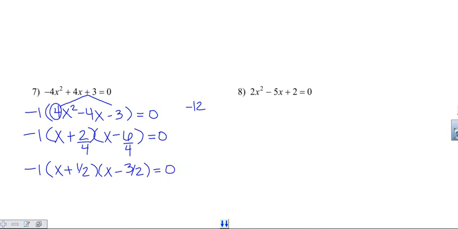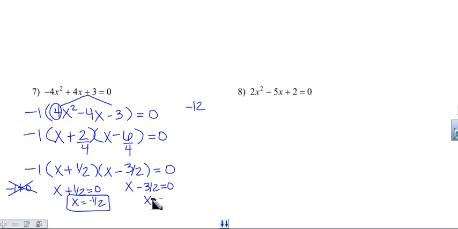Now we're going to set each parentheses equal to 0. Remember, since I just have a number out front, I don't have to write negative 1 equals 0 because that doesn't make any sense. So we'll throw that out. X plus 1/2 equals 0, so x is equal to negative 1/2. X minus 3/2 equals 0, so x is equal to positive 3/2.